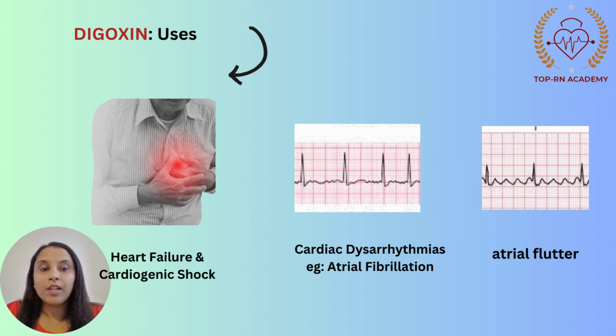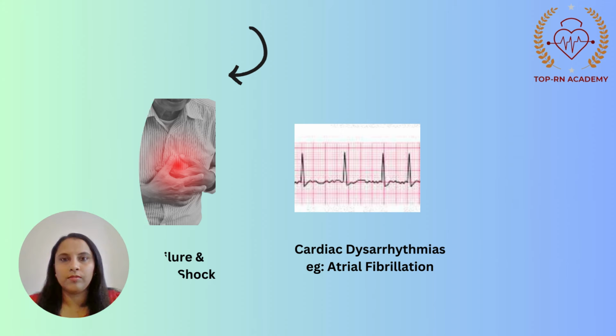In case of atrial fibrillation and atrial flutter, the electrical impulses are discharged too fast so that it will affect how the blood is pumped out from the heart. So we know the action of digoxin is to help the heart to contract harder and to slow down the heart rate. So, digoxin is given in these patients.